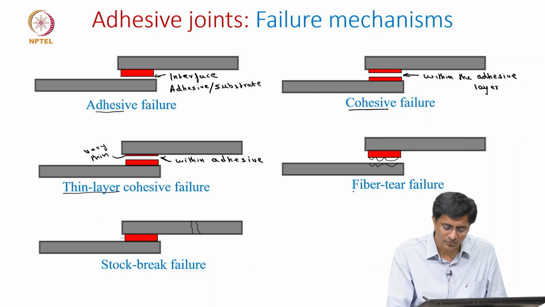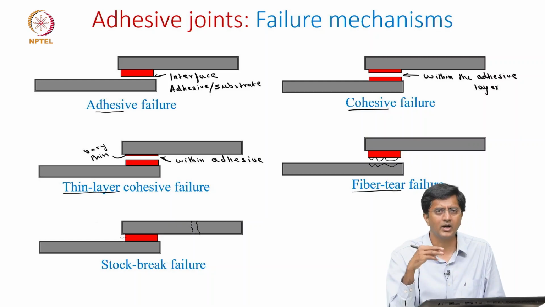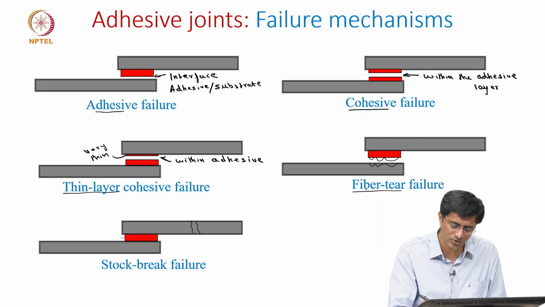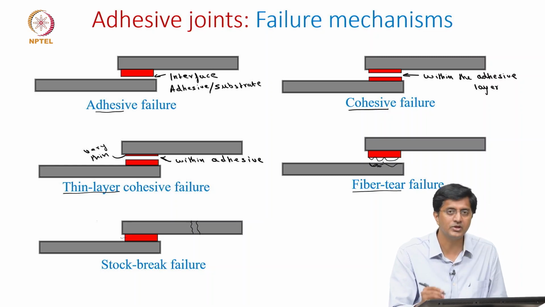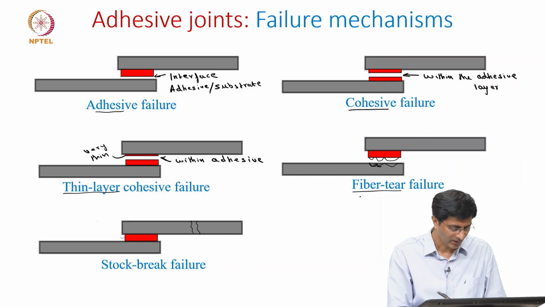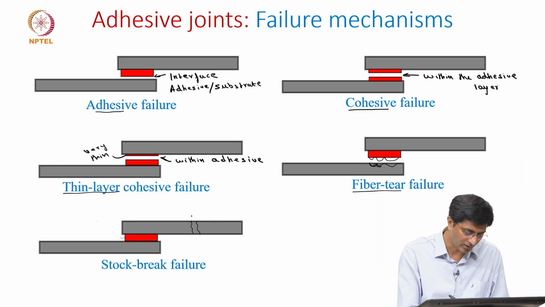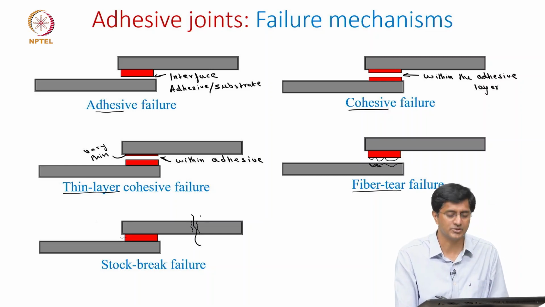And the other is a fiber tear mechanism, because unlike metallic joints where the metals are much stronger compared to the adhesive, in the composite joints the strength of the composite is comparable with the adhesive, meaning sometimes the failure can also happen in the composite. So here is one example where we are showing the failure is in the composite and it tears a few of the fibers. And lastly, we are saying the failure occurred somewhere in the middle of the substrate, which we call the stock break failure.